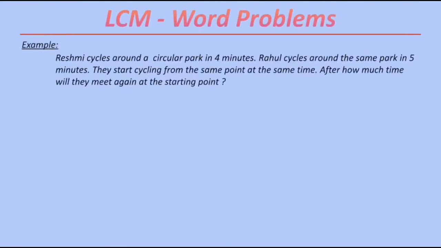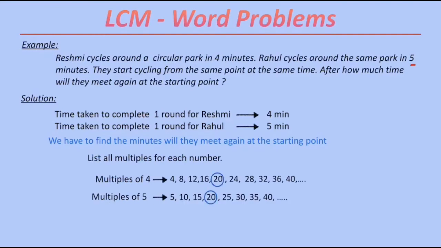Now let us learn word problems in LCM. Here they have given: Reshmi cycles around a circular park in 4 minutes. Rahul cycles around the same park in 5 minutes. They start cycling from the same point at the same time. After how much time will they meet again at the starting point?